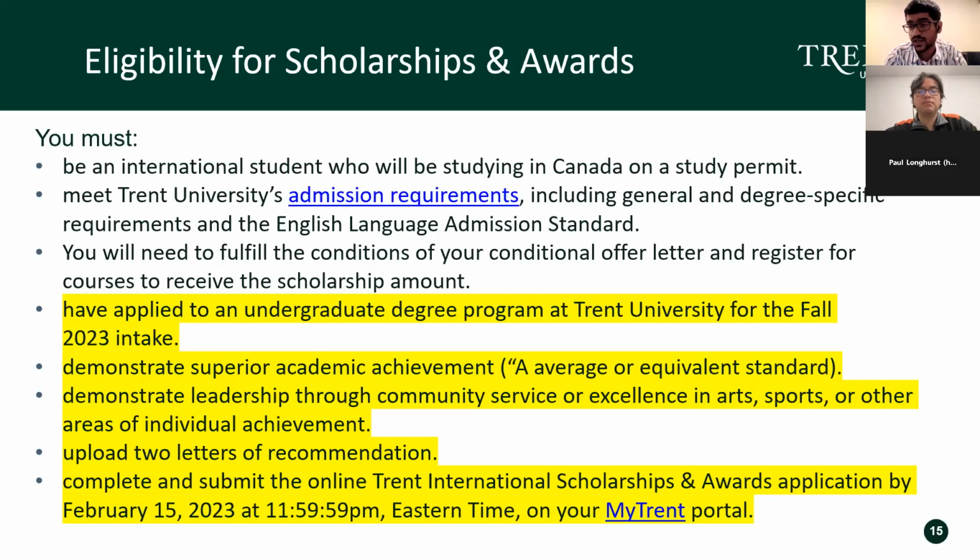We have a more holistic approach when we assess applications for these scholarships. So you need to also demonstrate leadership through community service or excellence in different fields like arts, sports, or other areas of individual achievement. You might have the question of how you do that. There's an application form that you need to fill, which I'll talk about in the later slides. You also need to upload 2 letters of recommendation, which will be part of the application form, and I will touch on that very soon.